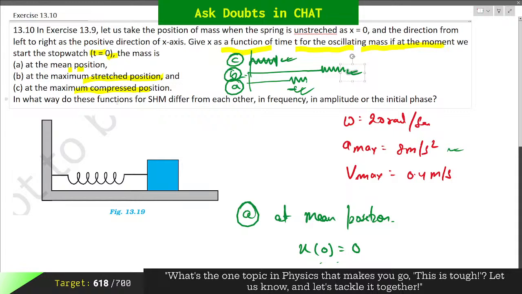In what way do these functions for SHM differ from each other?